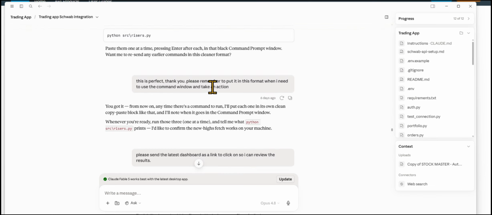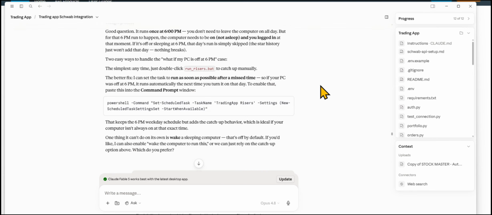Here's an example where I'm asking it to please remember to put it in a format that I can copy and paste individually to take action, because over time, a lot of the scripts were unclear to me as far as which ones I needed to run and which ones I didn't. So on day 1, it ran and gave me 1 star, which is what I expected. But on day 2, it didn't run.